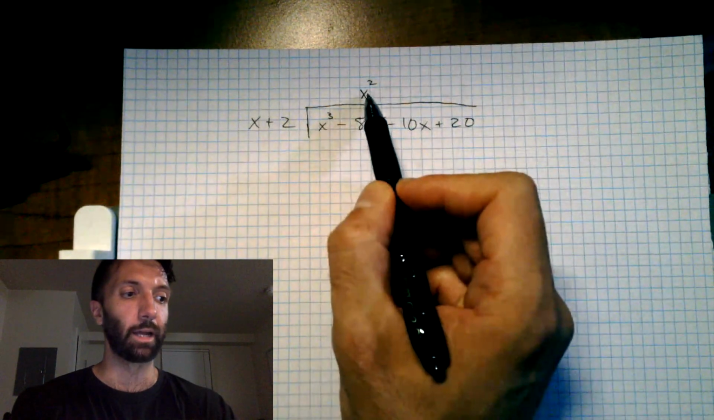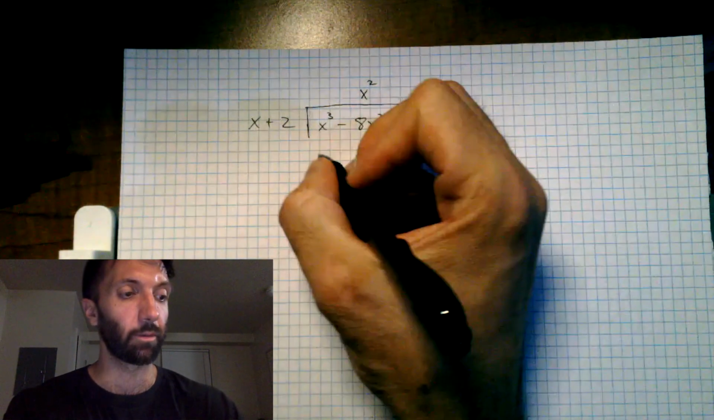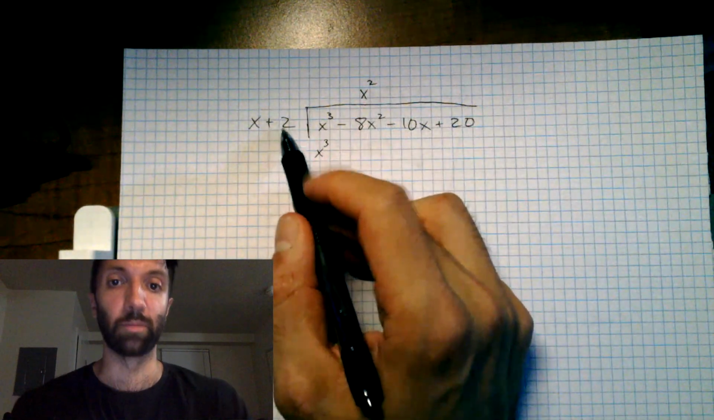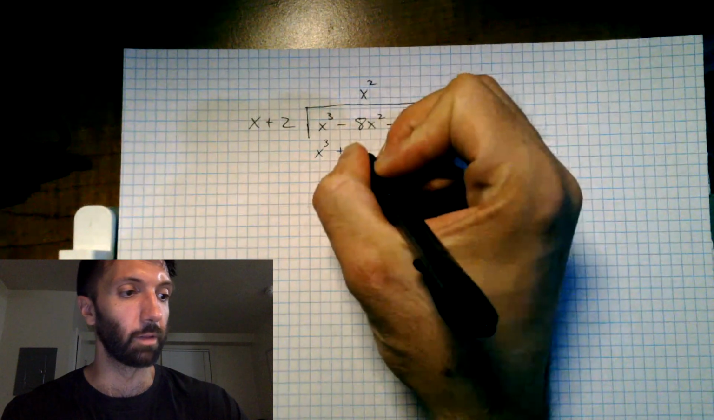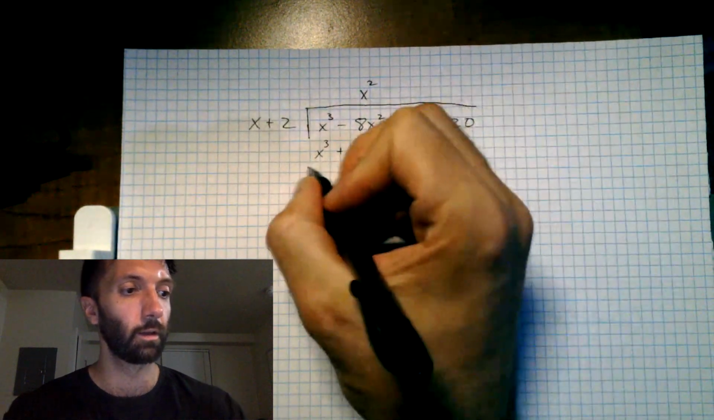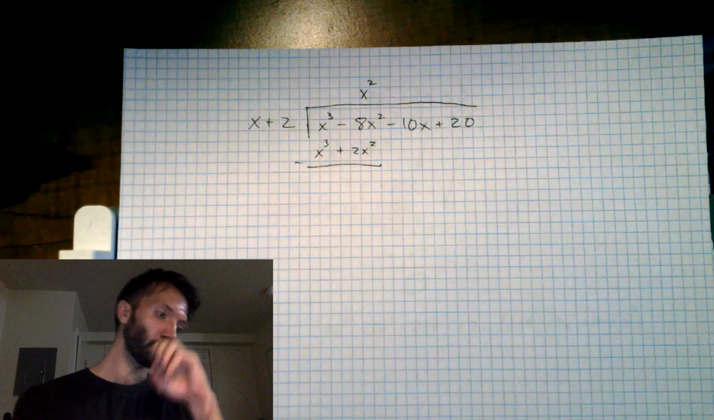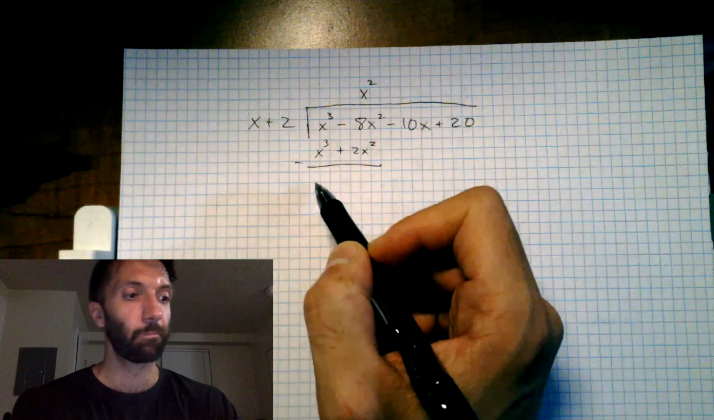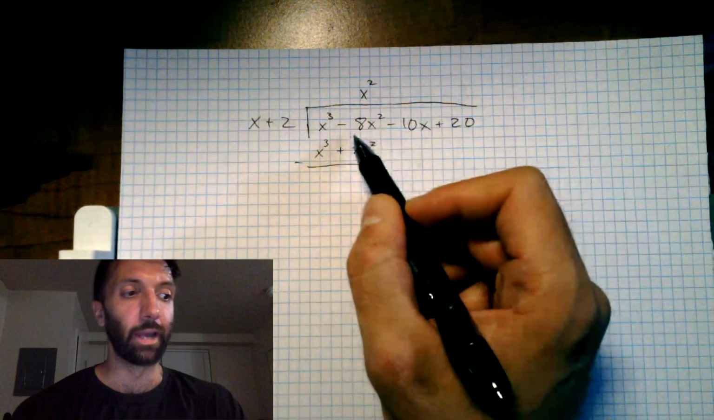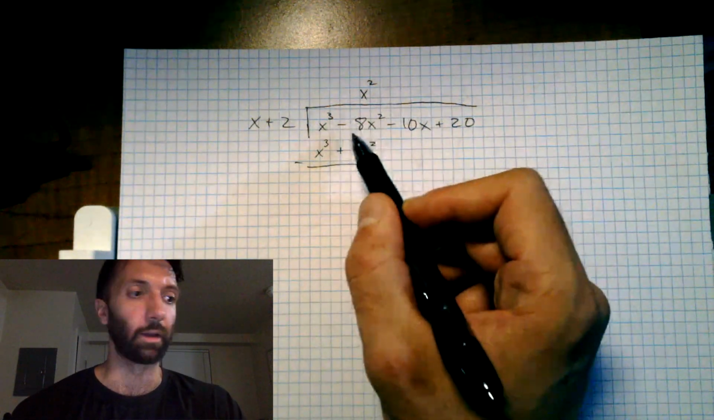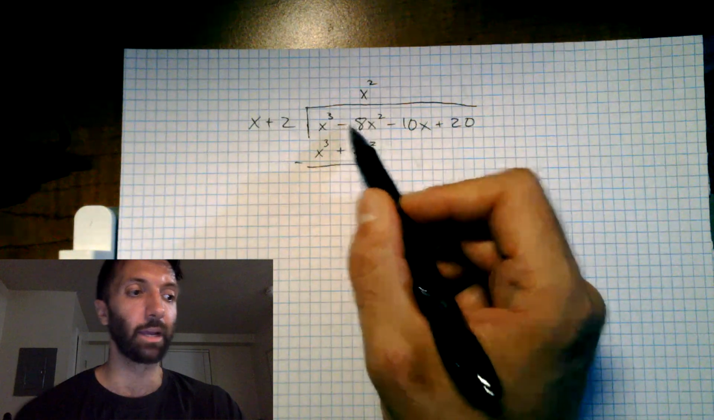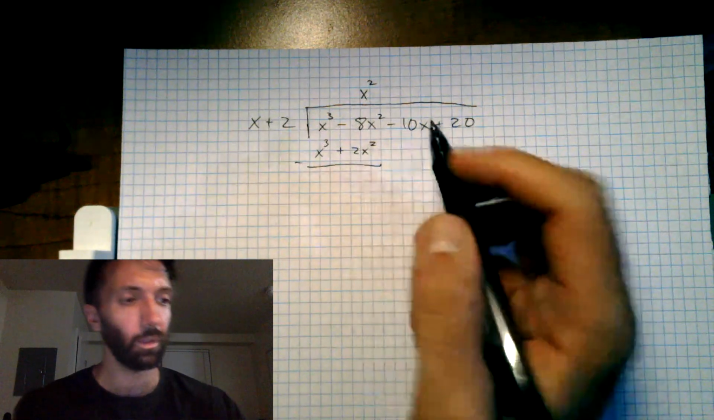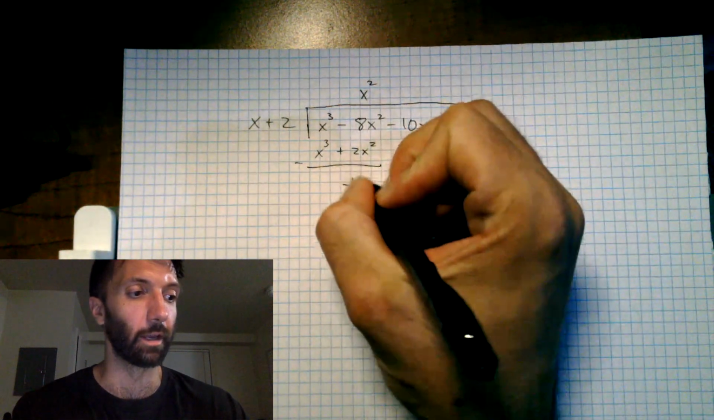Then we multiply x squared times the x, we get x to the third, and then x squared times positive 2 is going to be plus 2x squared, and now we subtract. Okay, so x cubed minus x cubed is 0, and then we have a negative 8x squared. Okay, you have to keep this sign in mind. Negative 8x squared minus a positive 2x squared. Well, that's going to be a negative 10x squared.